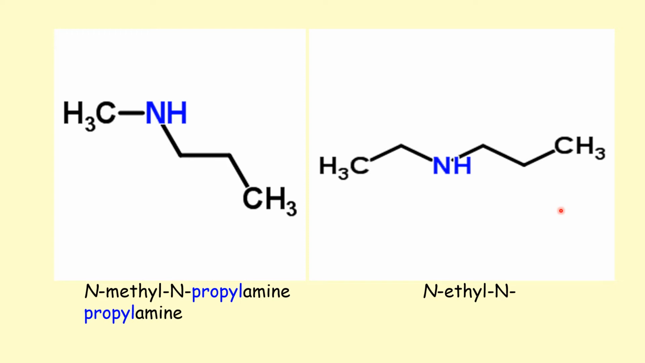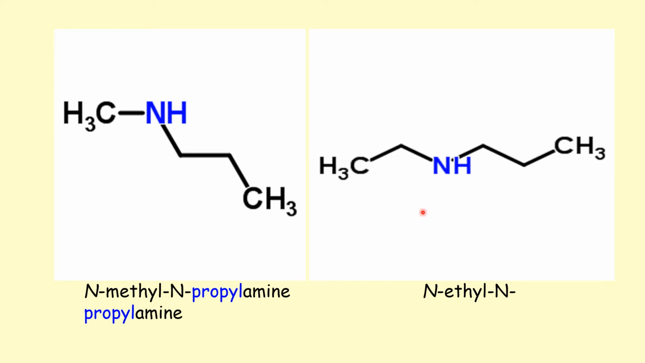Once you put the lone pair in on the nitrogen atoms, count the number of carbon atoms. The longest chain for that structure on the left is 3 carbon atoms, so it's 1, 2, 3, so it's going to be propyl. So it's going to be propylamine as the ending or suffix. You've got 1 branch here, which is a methyl group. So it's N-methyl dash N-propylamine.